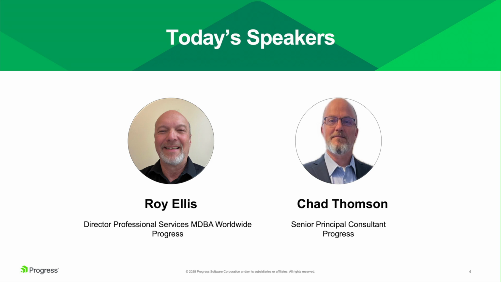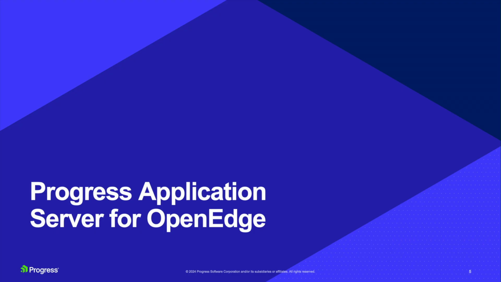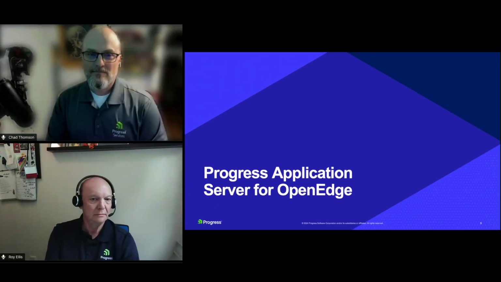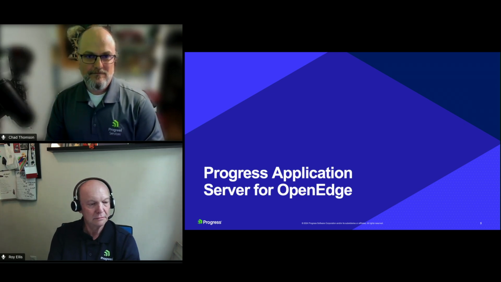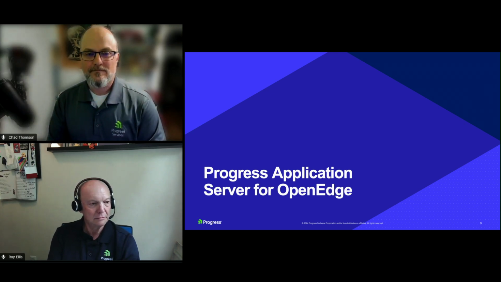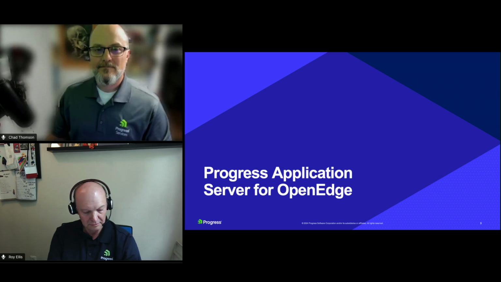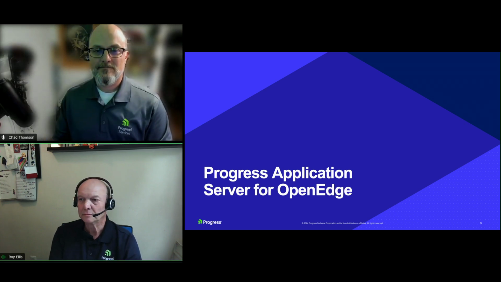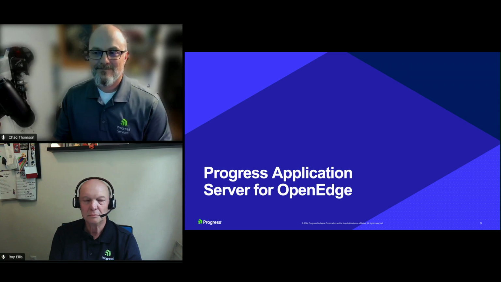So let's get started. We're here to talk about the Progress Application Server for OpenEdge. You may have heard it called PaaS for OpenEdge or PaaS-OE, but we've got two sections we'd like to discuss today. The first is some important things you'll need to know about PaaS, and the second is best practices. So let's begin with the things you need to know.